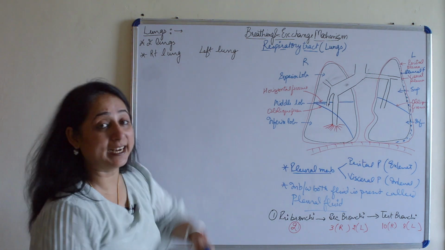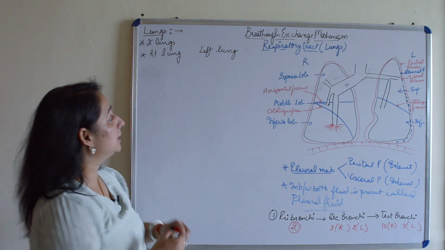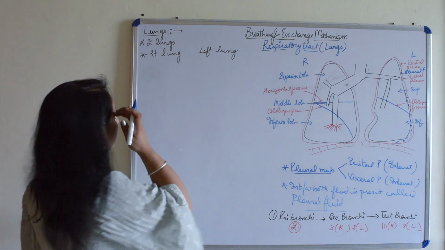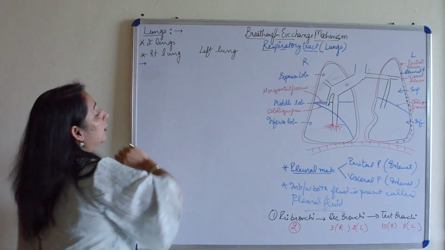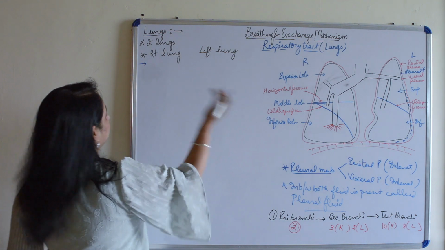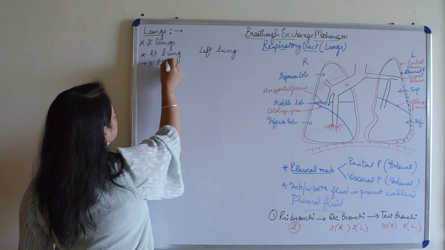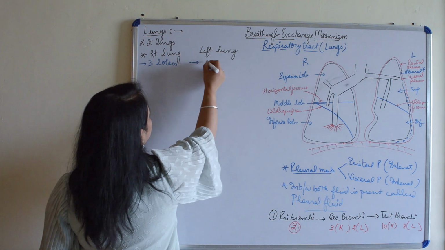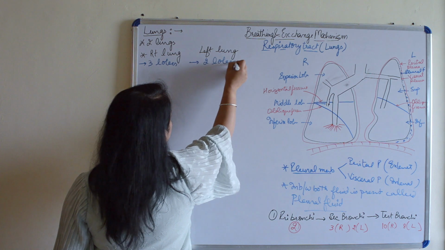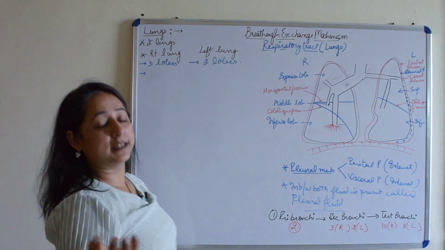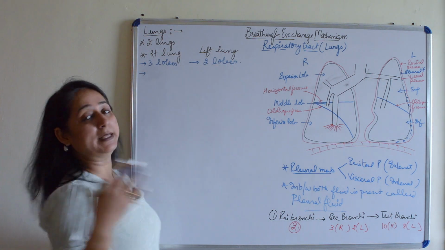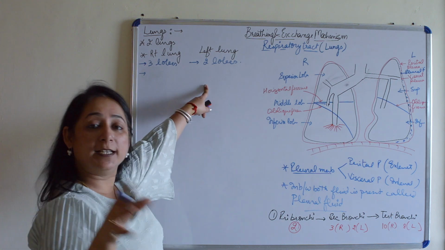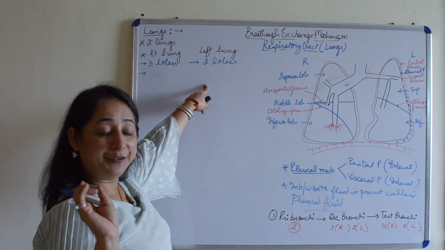Let's write the differences between the right and the left lung. Right lung, again we'll start with whatever we know. It has 3 lobes. Left lung has 2 lobes. Okay, we can write the different names also. Right lung it is superior, middle and inferior. Left it is only superior and inferior.